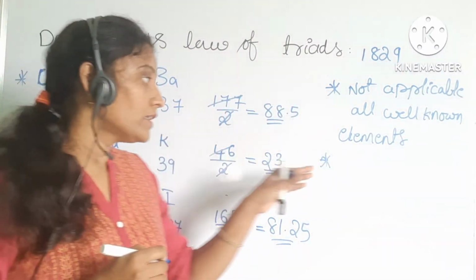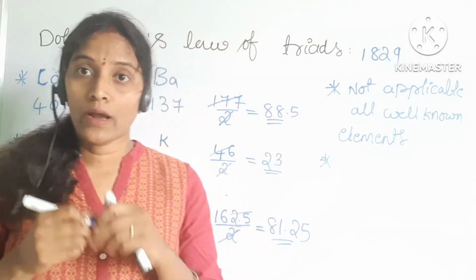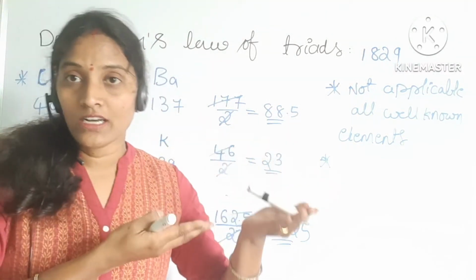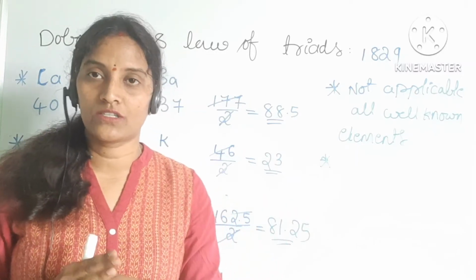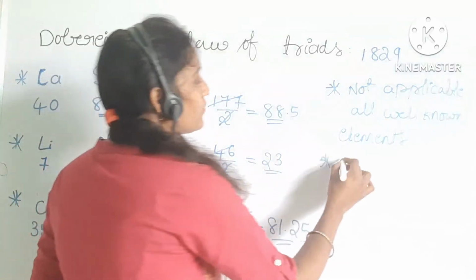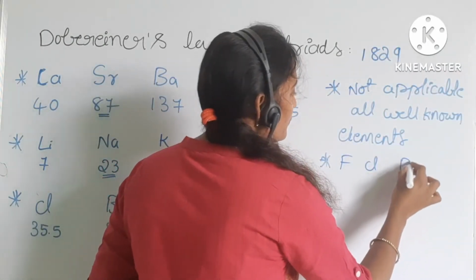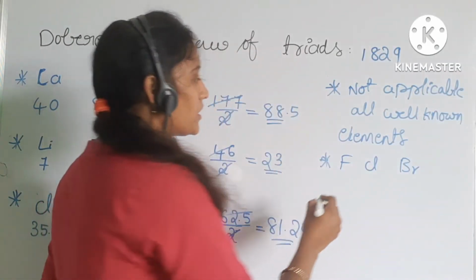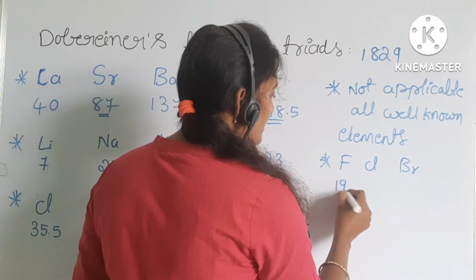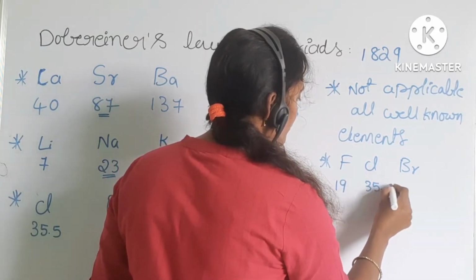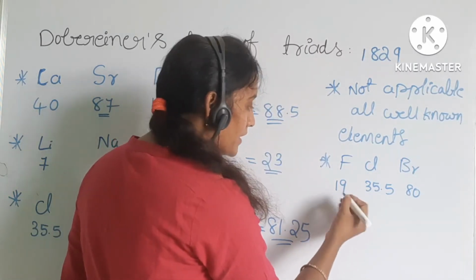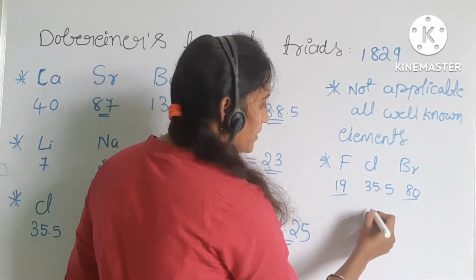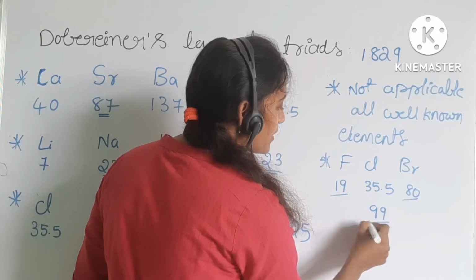Another drawback is it cannot be applied for higher atomic mass elements and also lower atomic mass elements. Suppose you take fluorine, chlorine, bromine. Fluorine's atomic mass is 19, this is 35.5, this is 80. So you can take the arithmetic mean of these two elements, 99 divided by 2.